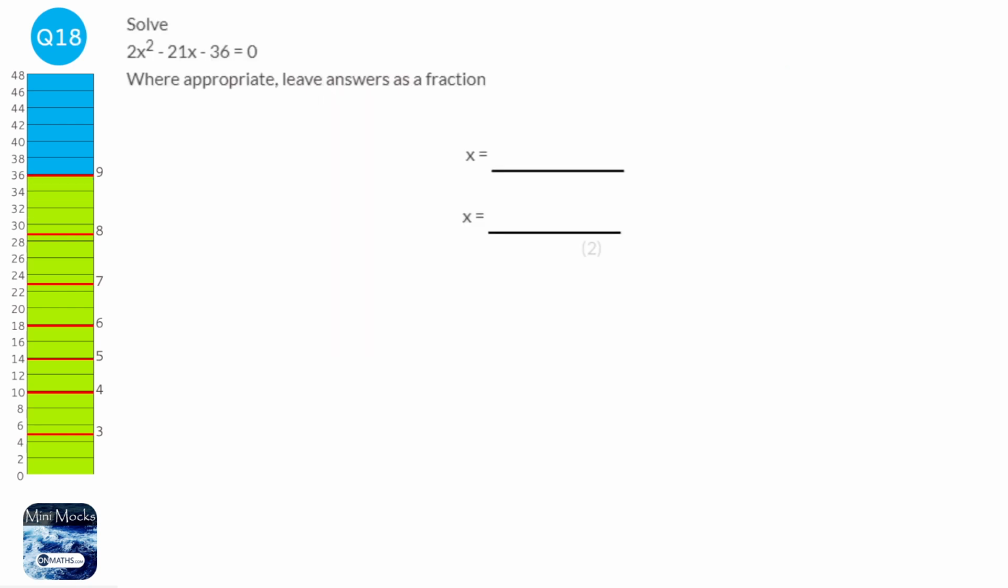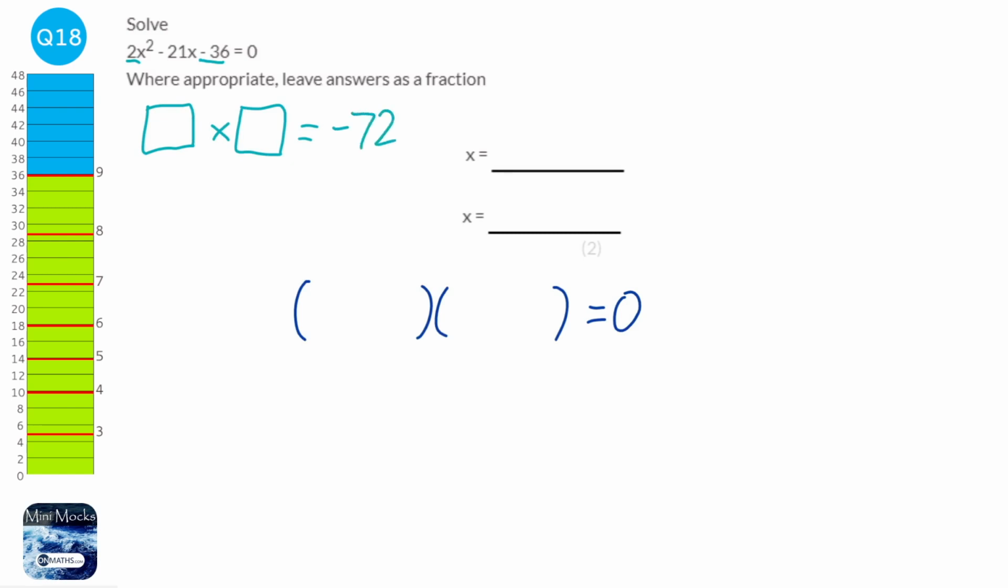So to be able to solve this, we want to factorise the quadratic. And to factorise the quadratic, we're going to look at the coefficient of the x squared and the number left on its own, and we're going to multiply those together. So that we're looking at two numbers that equal, what is it, 2 times minus 36 is minus 72. And we're going to look at the coefficient of the x, minus 21, and the same two numbers need to add together to make that minus 21.